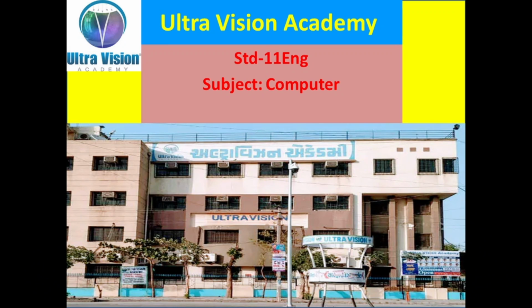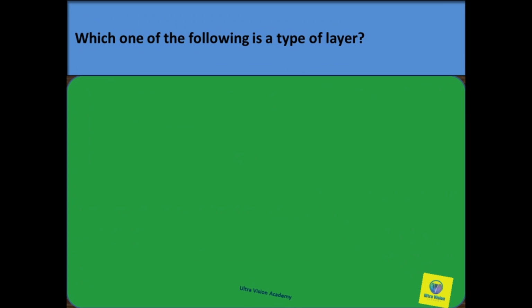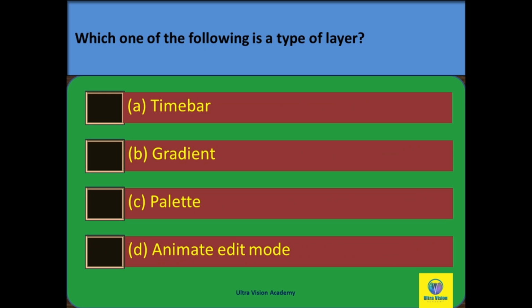Okay, so as we have completed chapter number 4 in 11th Science English medium computer subject, now we will see few MCQ questions regarding this chapter. So let's see, which one of the following is a type of layer? Well, the options are time bar, gradient, palette and animate editing mode, and the correct answer is gradient.